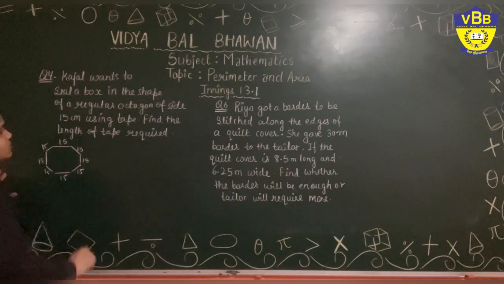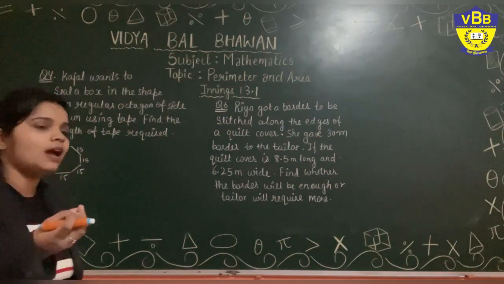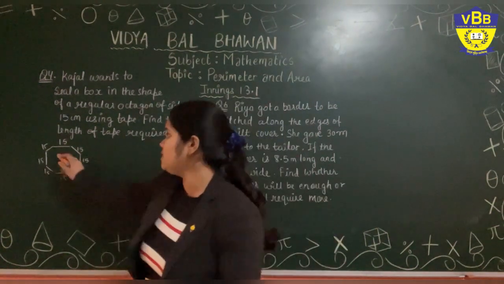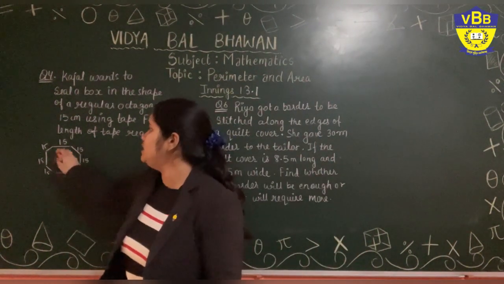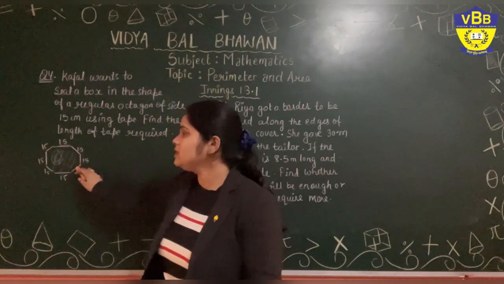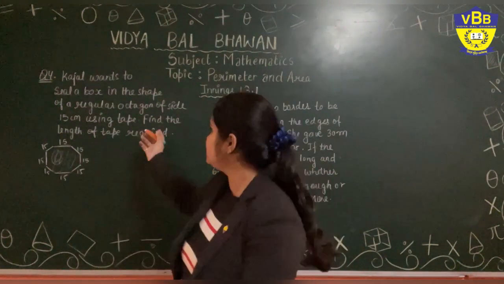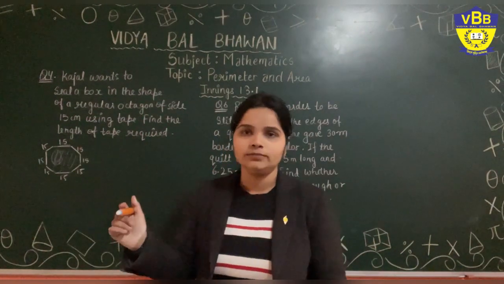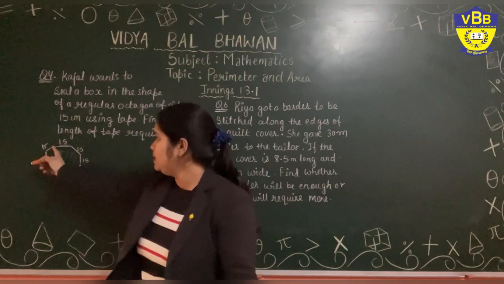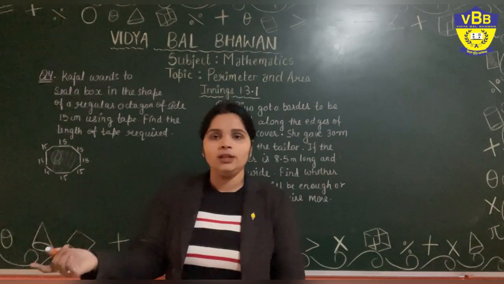Now if she wants to seal this box with tape, obviously she will seal it at the borders or at the boundary of the box, not at this surface. We can't seal this box with this surface, right? She will seal this box alongside the boundary. That means we need to calculate the perimeter. The question is asking to find the length of tape required. Obviously, the perimeter of this regular octagon will be equal to the length of tape required.